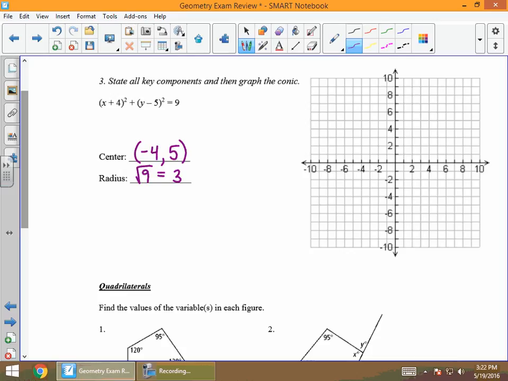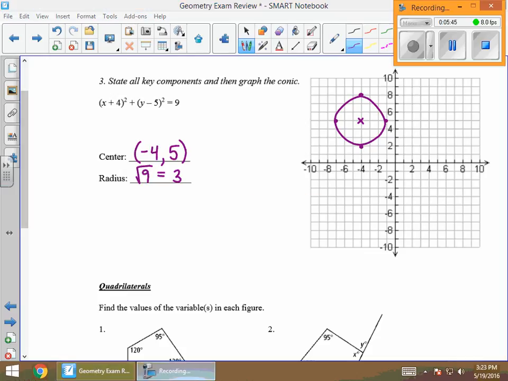In order to graph this, I'll go negative 4, positive 5. This is my center, and I'll mark it with an X. Then the radius is 3, so I'll go from the center up 3 and down 3, right 3, and left 3. Then connect those dots to make a circle. I know that one was short, but that is the end of equations of circles.